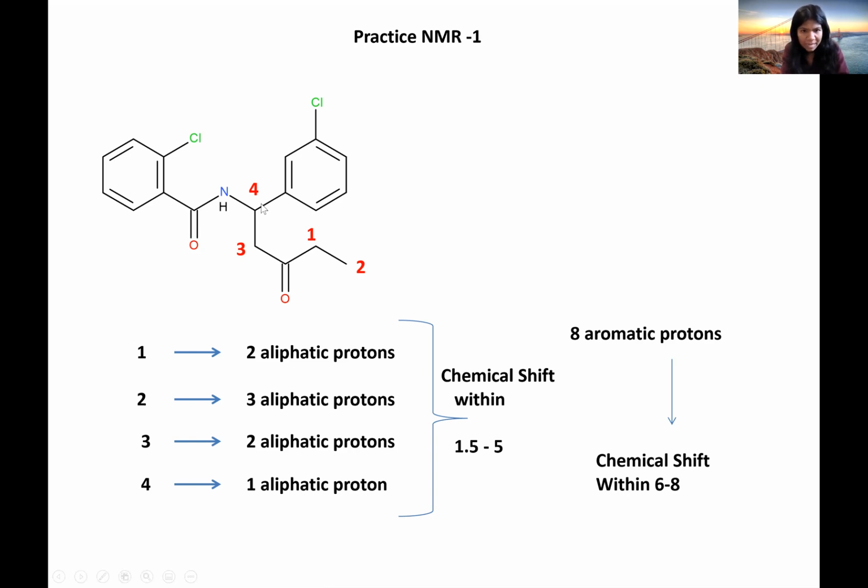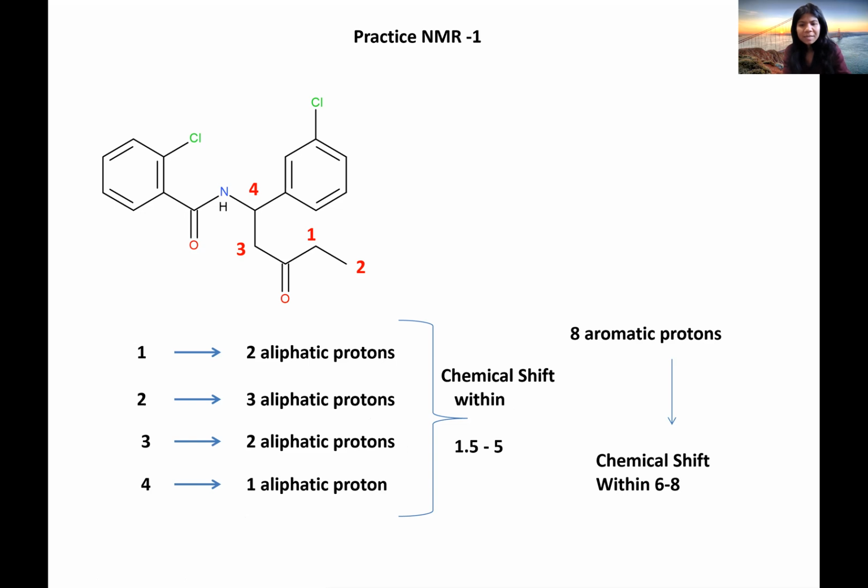Let's check in the structure how many different types of protons we have. We have 1, 2, 3, and 4 different types of aliphatic protons. 1 is for 2 aliphatic protons, 2 is for 3 aliphatic protons, 3 is again for 2 aliphatic protons, and 4 is for 1 aliphatic proton. So we would expect a signal corresponding to 2 aliphatic protons, another signal corresponding to 3 aliphatic protons, another signal corresponding to 2 aliphatic protons, and another signal corresponding to 1 aliphatic proton. All of these signals should have a chemical shift value within 1.5 to 5.